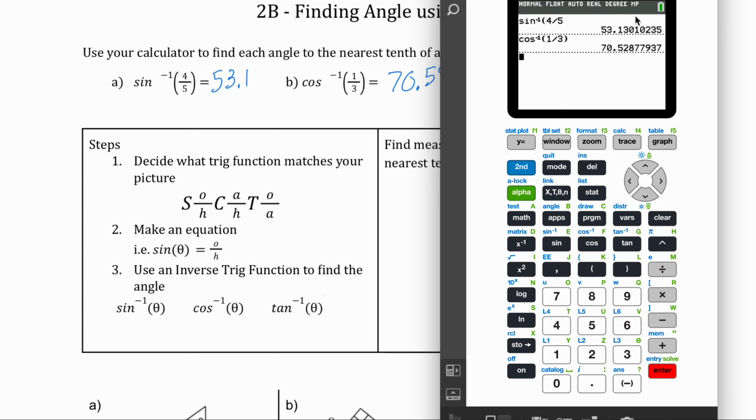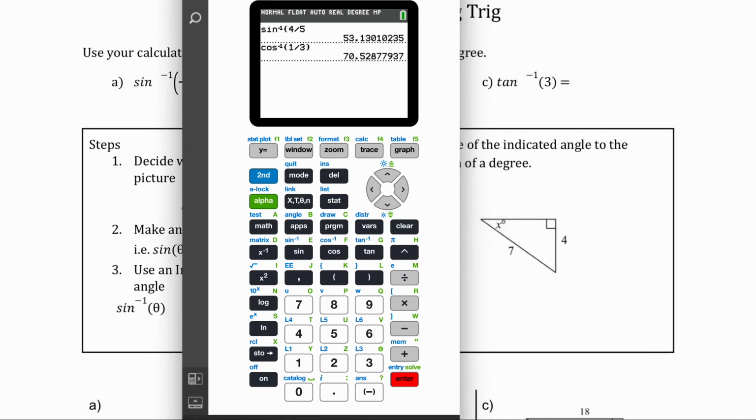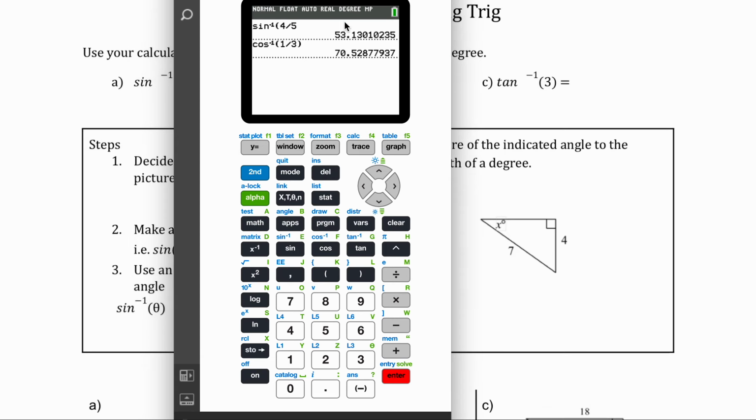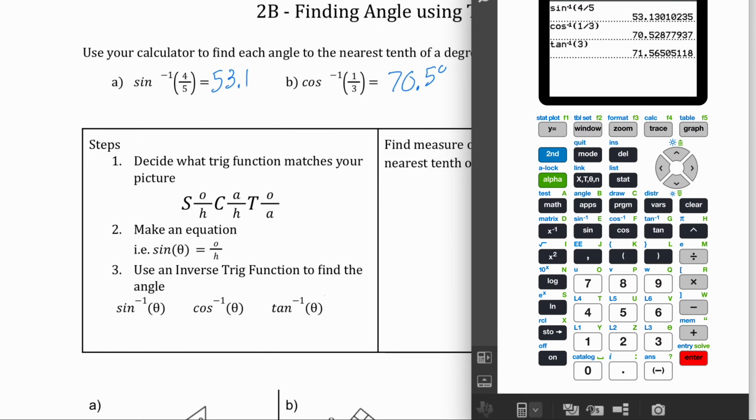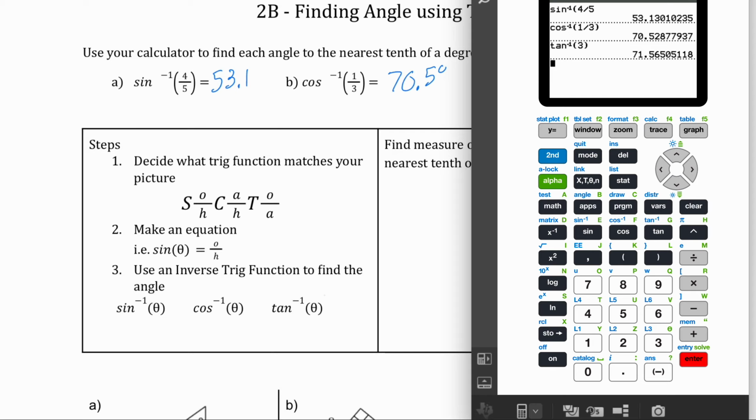And then finally, we have the same thing here with the inverse tangent, right? So same thing, just second tangent this time, and then we type in the number and hit enter, and we get our answer of 71.6 degrees for this one. And so we're just working with that inverse sine, inverse cosine, or inverse tangent button, or second sine, second cosine, second tangent.